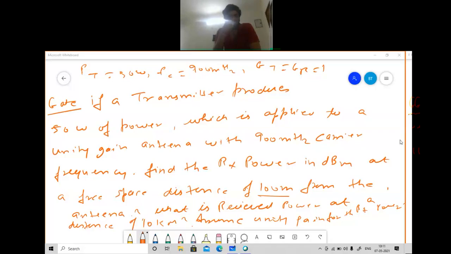So power transmitted is given as 50 watt, frequency is given as 900 megahertz, gain of transmitting antenna and gain of receiving antenna both are given as 1. You can see here, assume unity gain for the received power, and in the question it is given as unity gain for the transmitting antenna also. So if we read the question twice, we will get how to move forward. So this has come into the GATE paper. It was a subjective problem, a 4 marks problem. So if you know the formulas, you can easily get 4 marks.